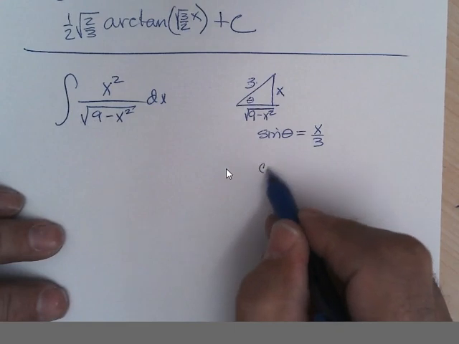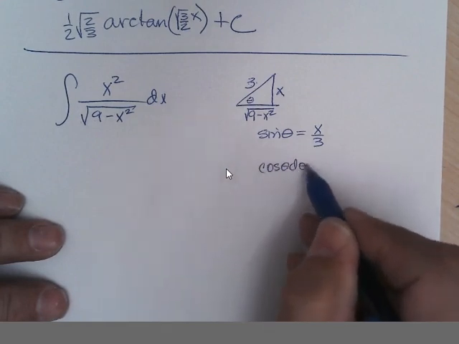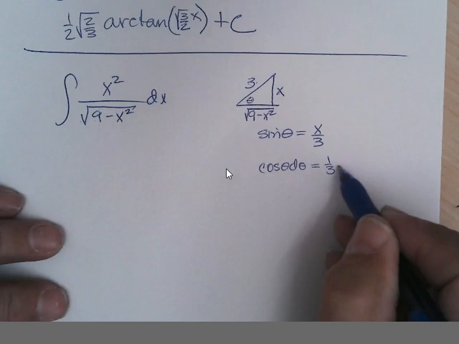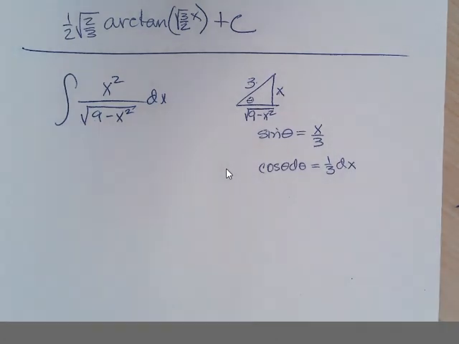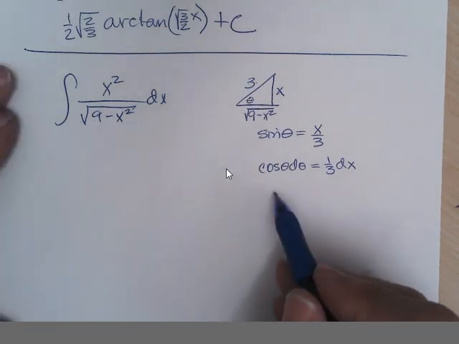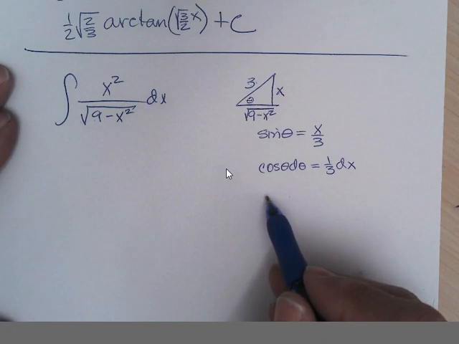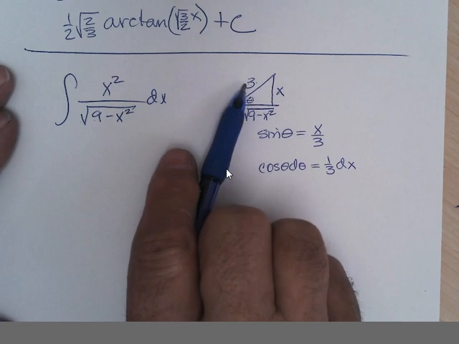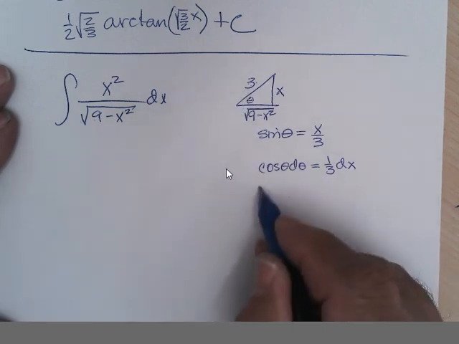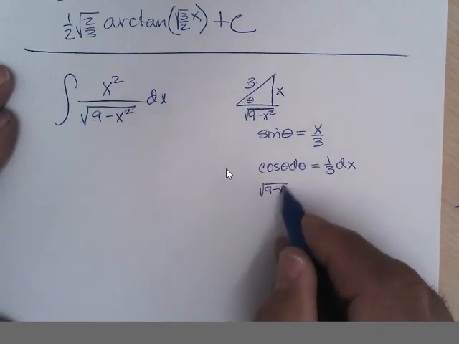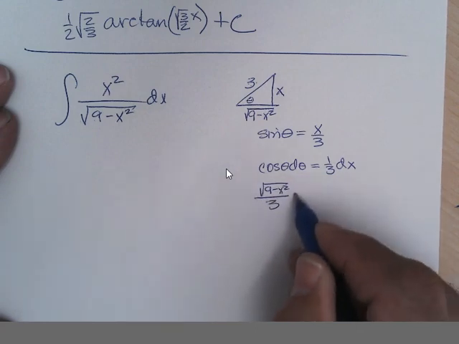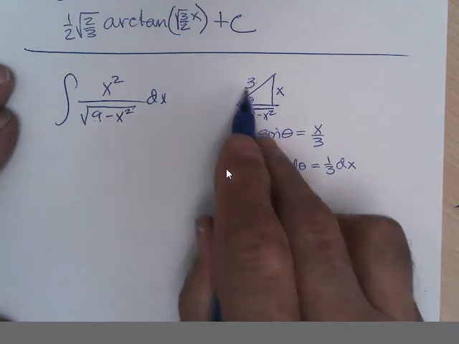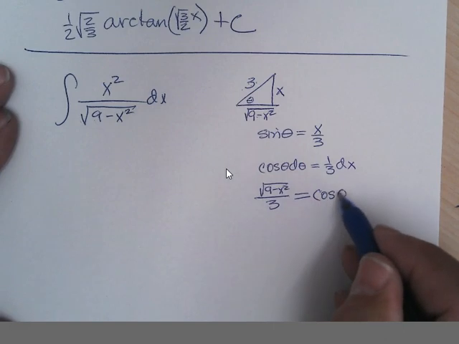Taking the derivative, I get the cosine of theta d theta equals 1/3 dx, because x over 3 is 1/3 times x. Its derivative would be just 1/3 dx. And we make an expression for the messy part involving the easiest side. That's adjacent and hypotenuse, so the square root of 9 minus x squared over 3 would be adjacent over hypotenuse, cosine of the angle.